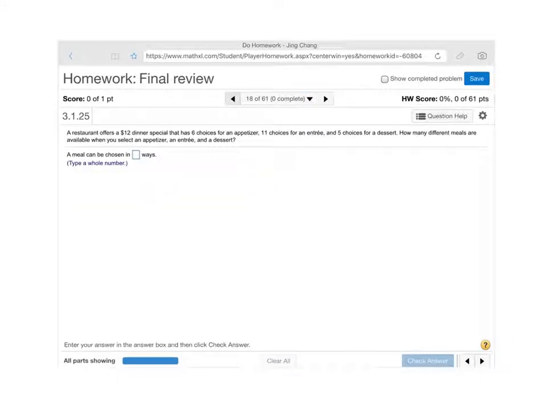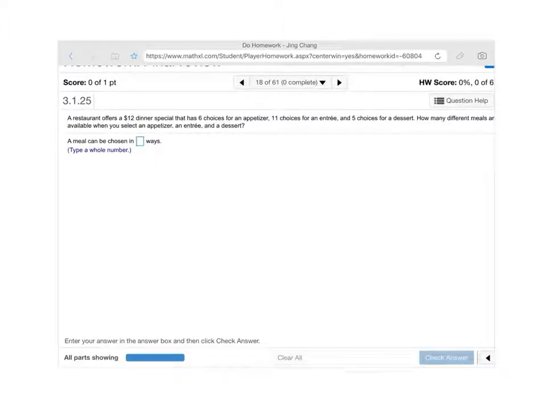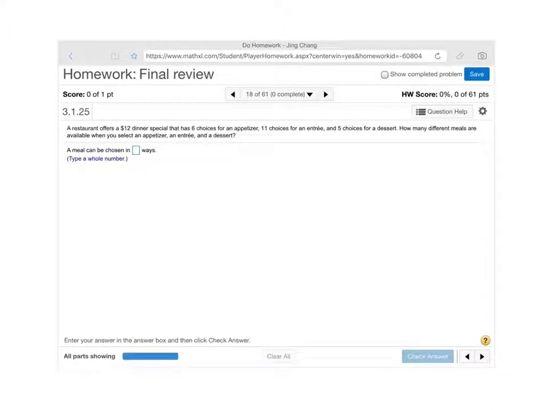Let's look at this problem. This is from chapter 3. Chapter 3, we learned probability. So you're expected to know how to find the probability from an event by using the fundamental counting principle, or it could be a probability from the frequency distribution. So this problem, it's the counting principle.